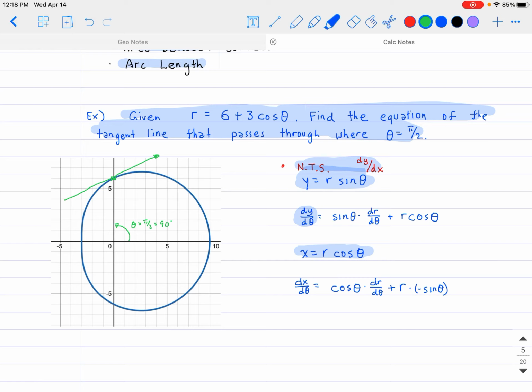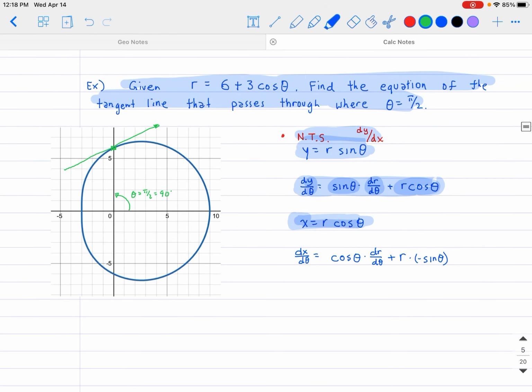By the product rule, it's going to be the second equation, sine of theta, multiplied by the derivative of the first with respect to theta, so that's dr d theta, and then plus r, the first equation, multiplied by the derivative of sine of theta, which becomes cosine of theta. Remember, we're taking the derivative with respect to theta. That is my dy d theta. Now we're going to do the same thing for x. We take the derivative and solve for dx d theta. By the product rule, it's cosine of theta times dr d theta plus r times negative sine of theta.